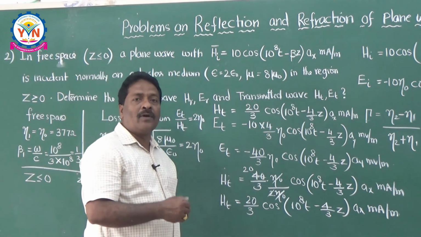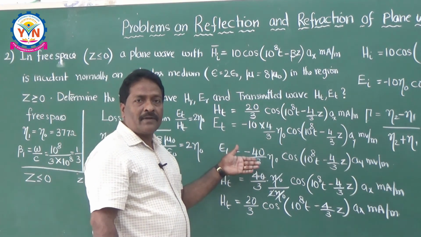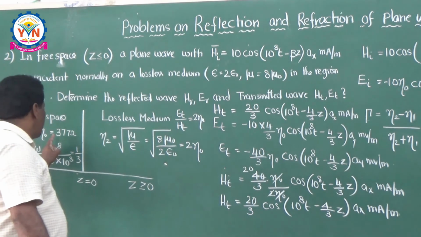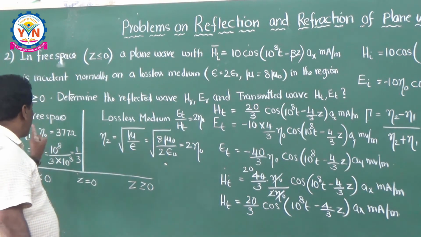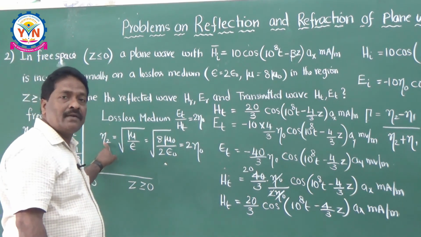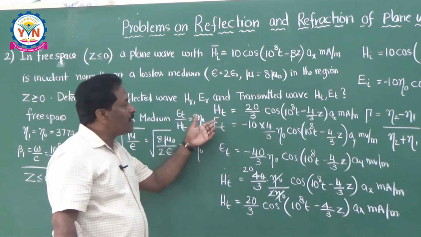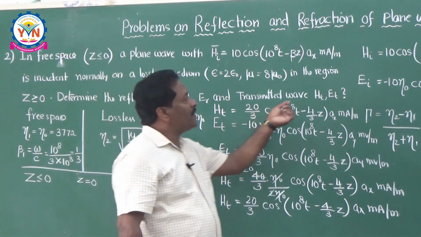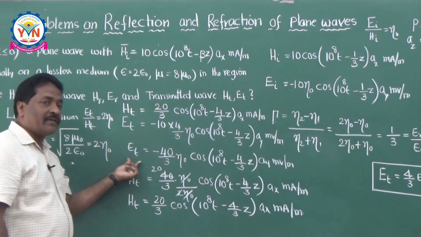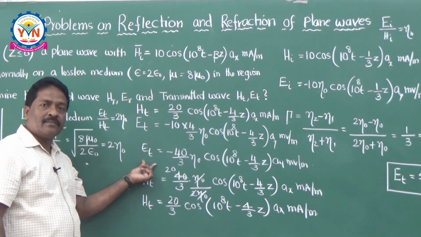I hope you have followed this. Very simple. Whenever the wave is propagating from one medium to another medium, first calculate eta 1 and eta 2. From this eta 1 and eta 2, calculate your reflection coefficient and transmission coefficient. Using those factors, you can write the equations for incident waves, reflected waves, as well as transmitted waves. Okay, I think you have followed this problem. Thank you.